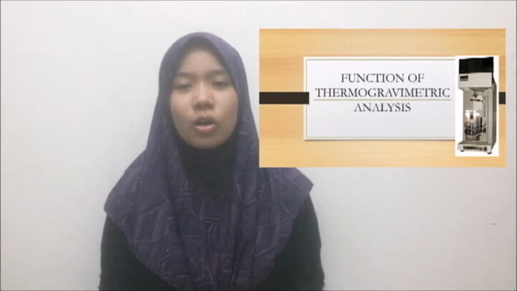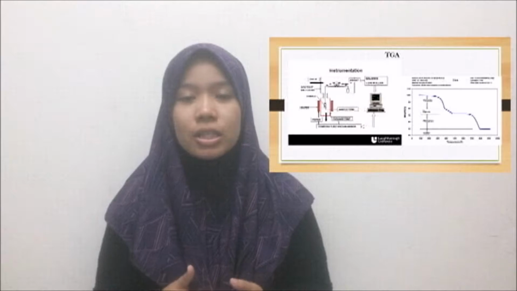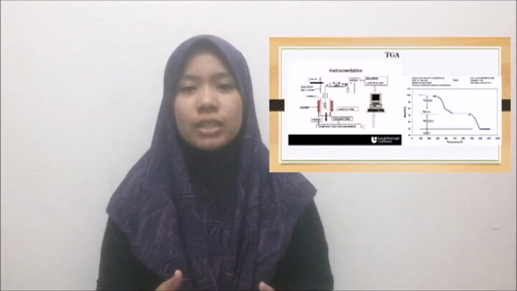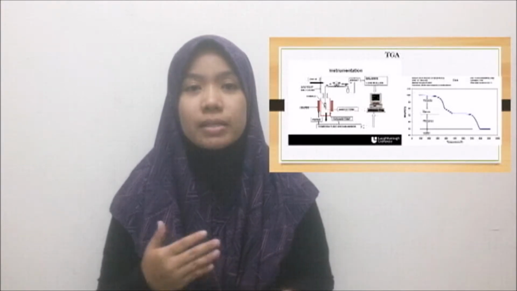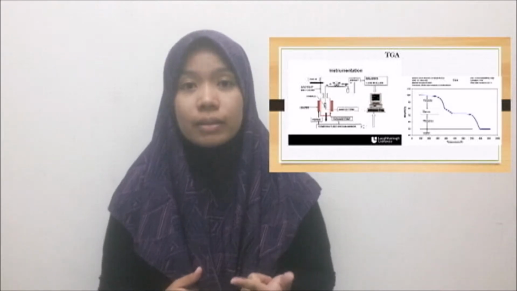Today I would like to tell about the function of thermal-gravimetric analysis. Thermal-gravimetric analysis is a device that measures the rate of change during heating or cooling. The principle of TGA is to measure the rate of change of materials with respect to temperature or time in a controlled environment. TGA contains three major parts: the furnace with a microgram balance, an autosampler, and the thermocouple.